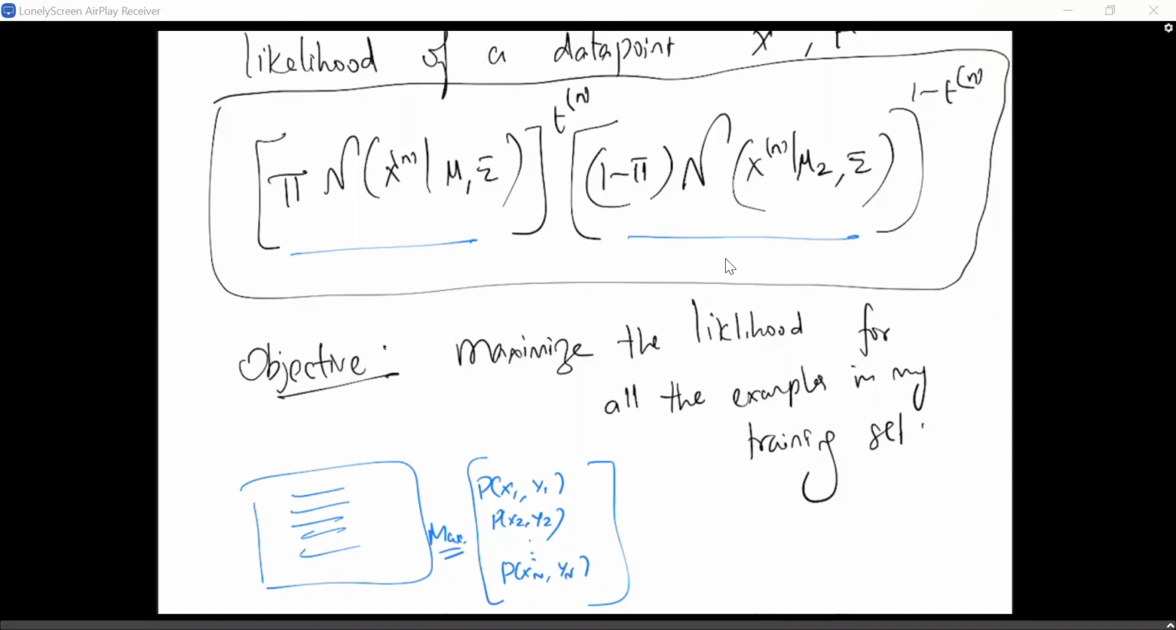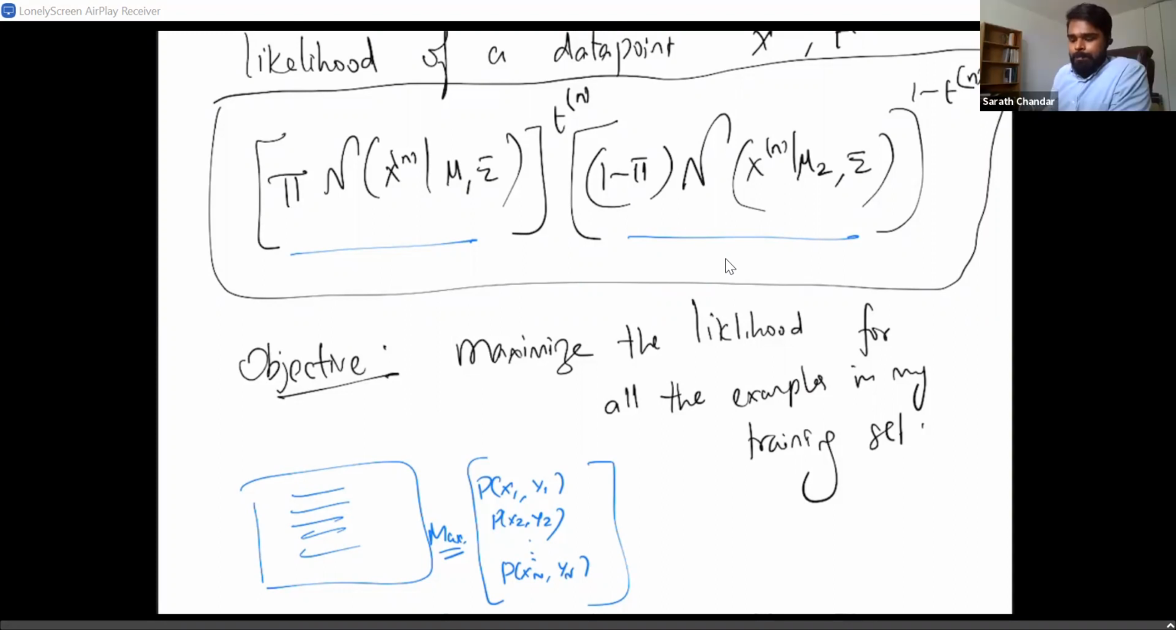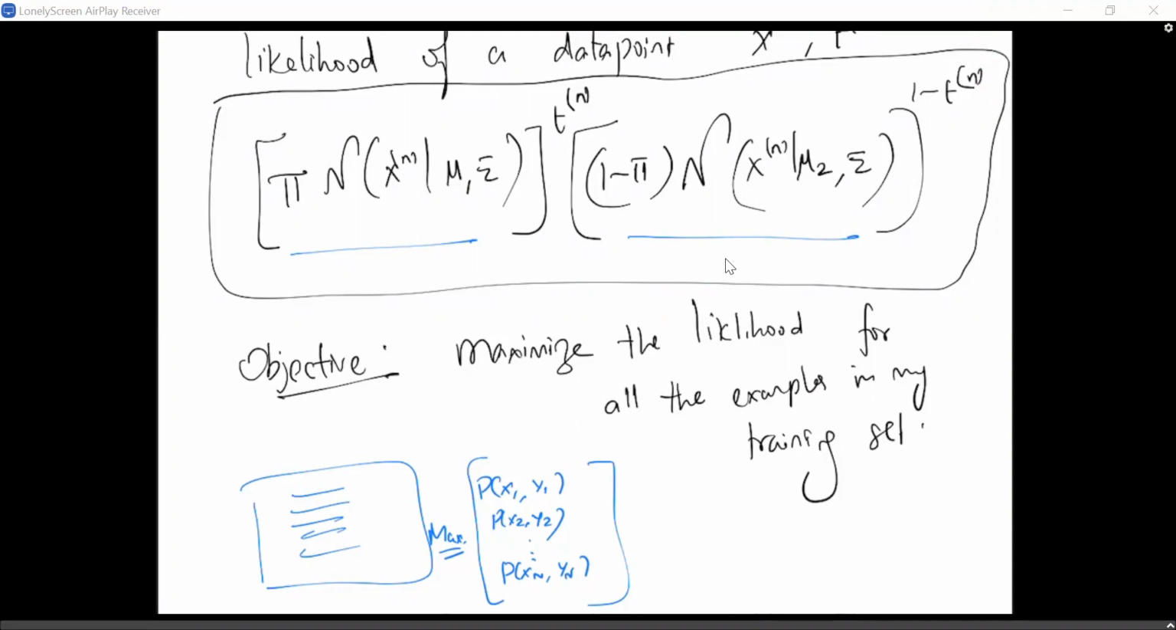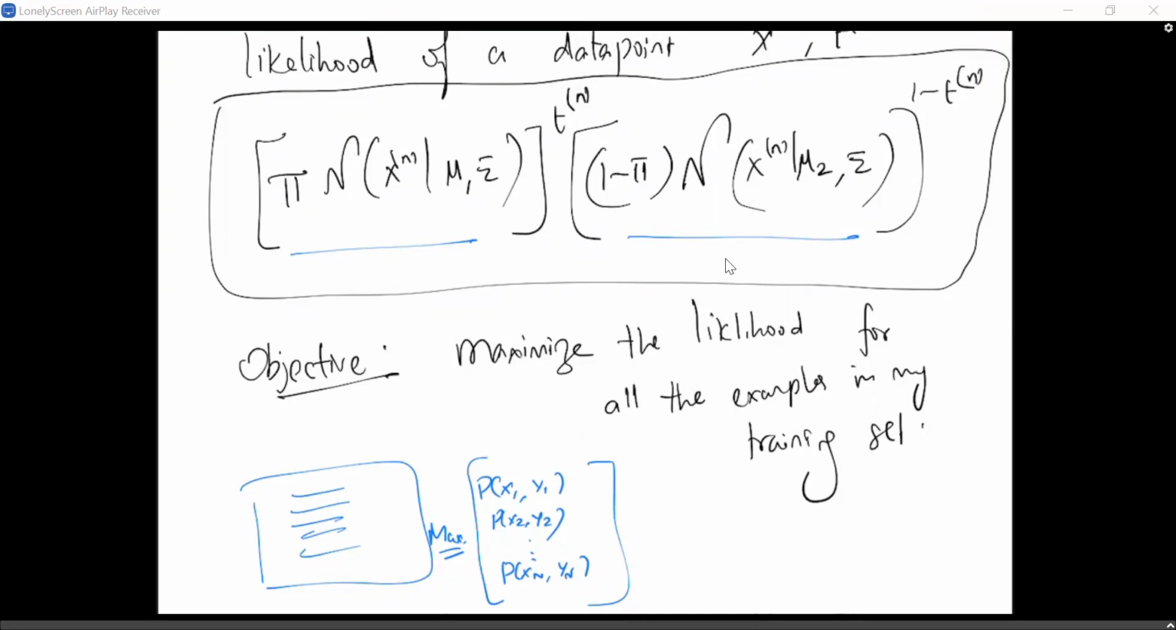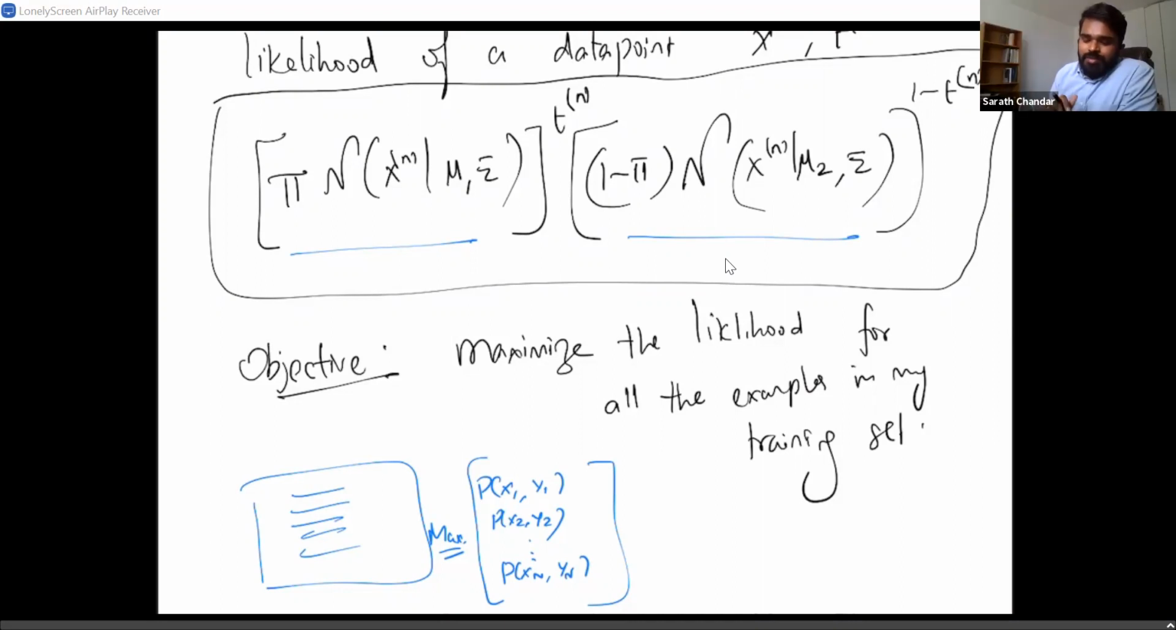Hi, my question is about the expression for the likelihood of a data point. I believe there would be another expression where you would not just use Tn as exponents, but you can use Tn as multiplication and add those terms, and that would still give the same result. Why did you choose that one, or how did you derive this particular expression? Can I just repeat the last part?